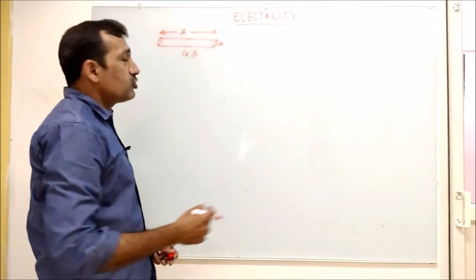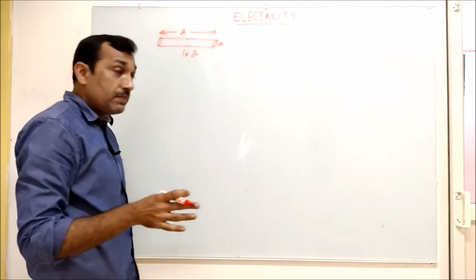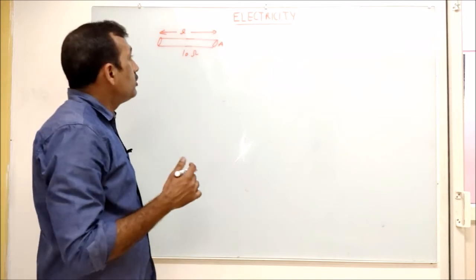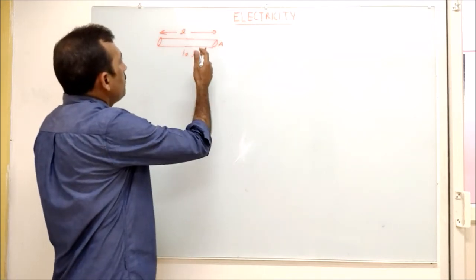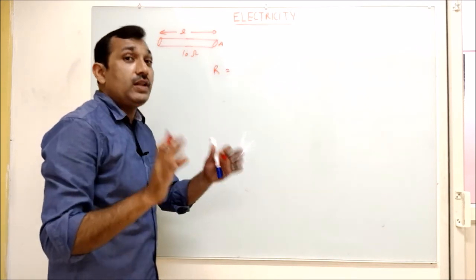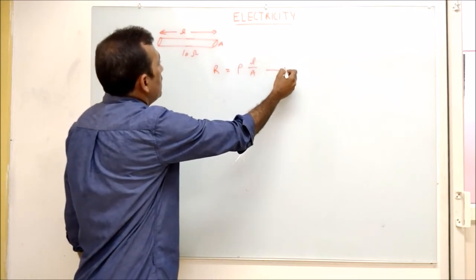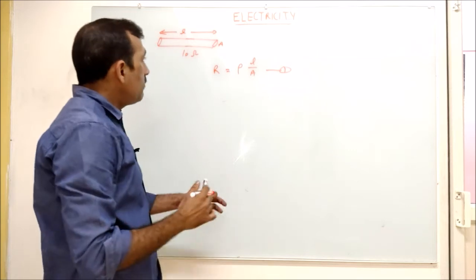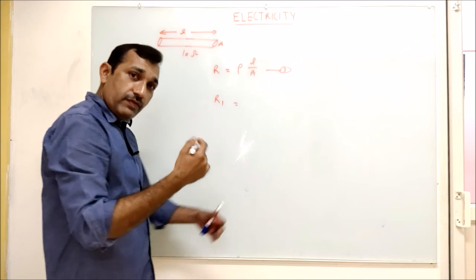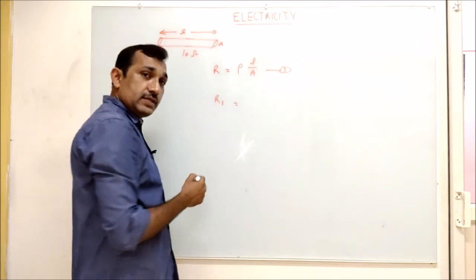Now suppose the question is twisted and it is said length remains the same and diameter is doubled. So now let us see, if in the first case length is unchanged, only diameter is doubled, what will happen? So it was rho L by A, and this is the relationship 1. Now I am doing new resistance R1 when diameter is doubled.